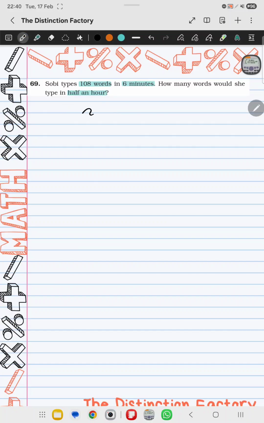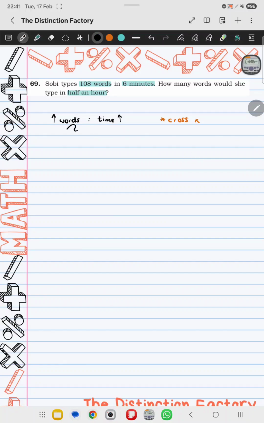So let's see whether we've got direct or indirect. We are comparing the number of words that Sobi can type to the time that it takes her to type those words. So if we increase the time that she has, she will then be able to type more words. That means that we have direct proportion. And because we're dealing with direct, that means we are going to cross multiply.